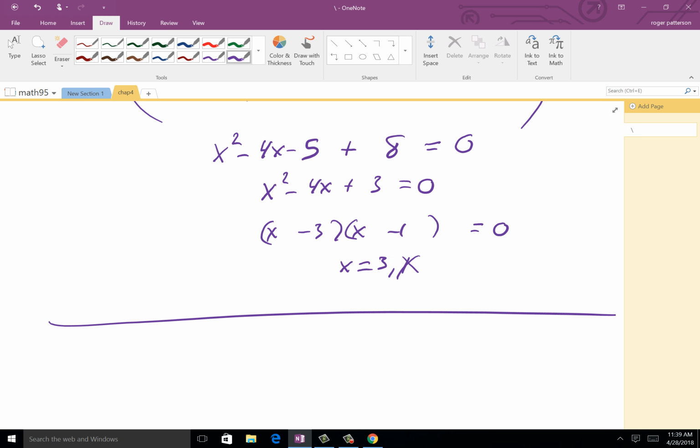Let's see. I'm just trying to find one. Let's do one where they want us to graph it, so we can kind of see what they look like.